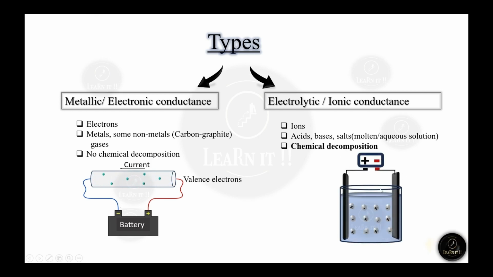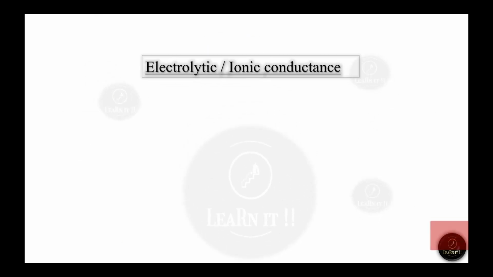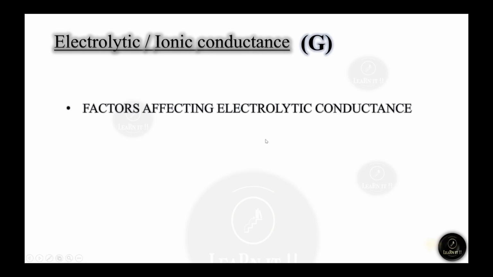Examples include the salt solution. In the electrolytic cell, we are only using the electrolytes. We are going to look at electrolytic conductance further. So we have already seen the definition. So what are the different factors affecting the electrolytic conductance? We are going to look at.